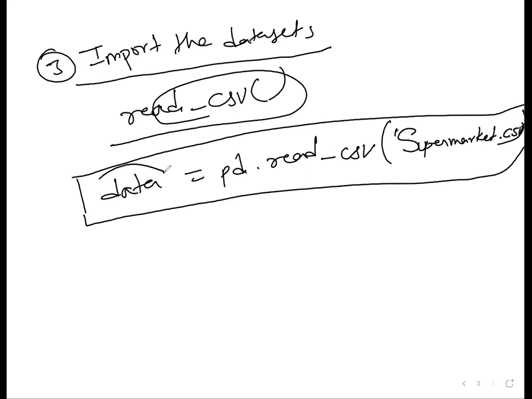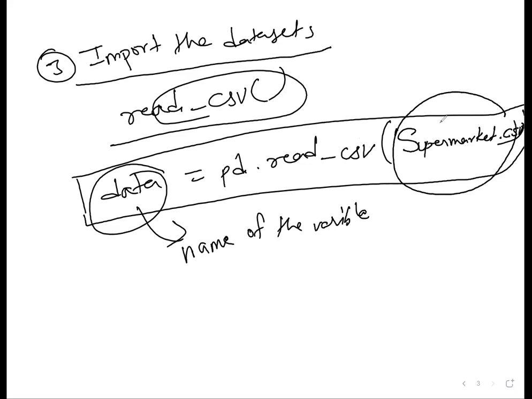Here, data is just the name of the variable. It is just to store our data set, which is the supermarket.csv data set. Once we execute this line, we will successfully import the data set in whatever IDE we are using. I will show you each and every piece of code in the Google Colab notebook.